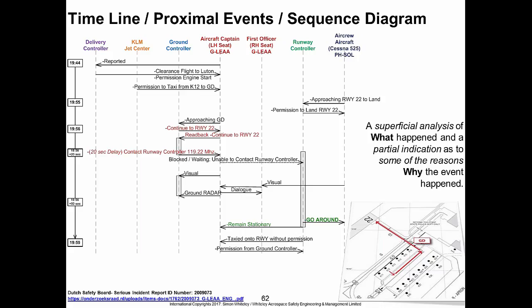Now that was the first unsafe control action, and that is the one highlighted by the incident report. Then there was a 20-second delay, and then the ground controller issued a contact runway controller on a different frequency command.